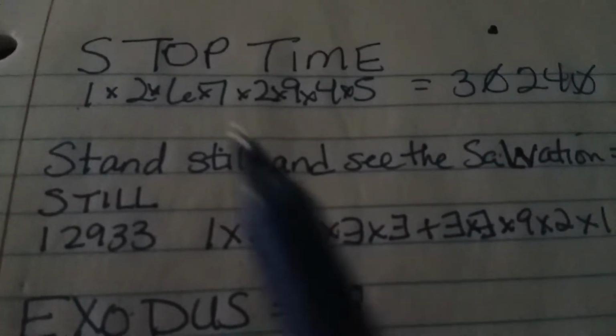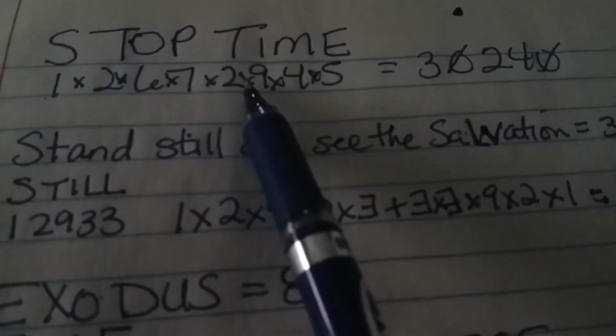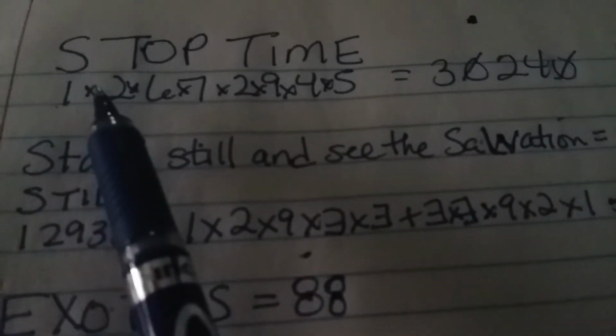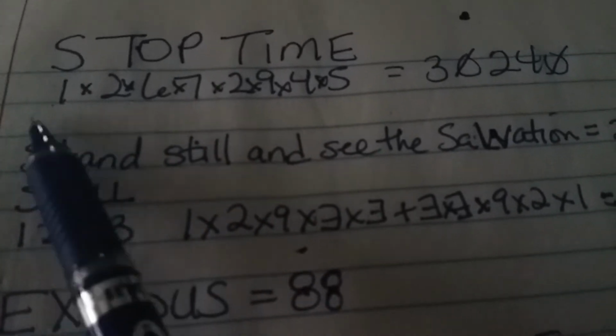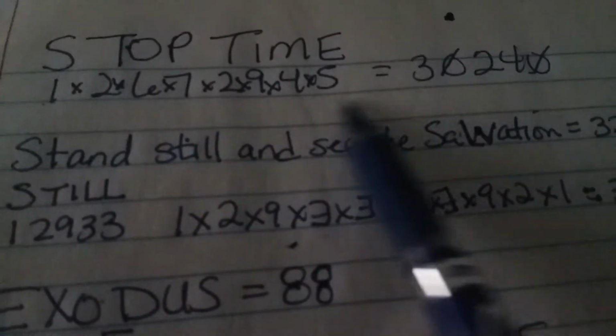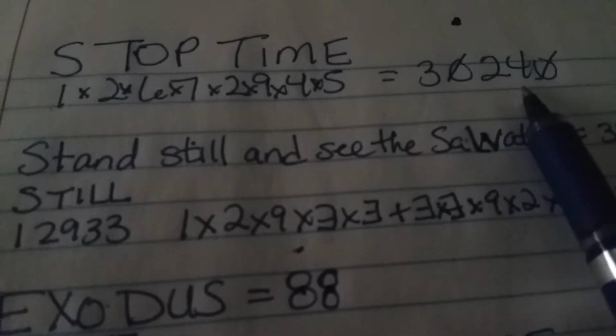Okay, I've shown this a lot of times in my videos, how if you take the letters of stop time and shrink them down to the smallest value, like S is 19, 1 plus 9 is 10, 1 plus 0 is 1, T is 20, 2 plus 0 is 2. Do that all the way across and multiply all the numbers together. It's going to equal 30240. And if you drop the zeros, it's going to be 324.